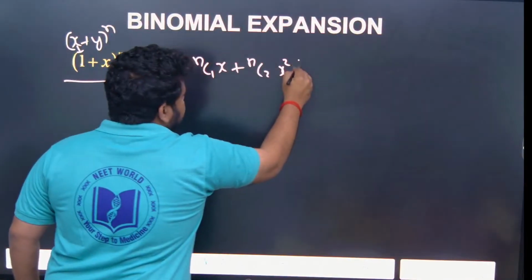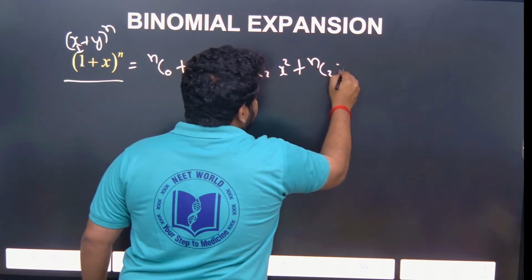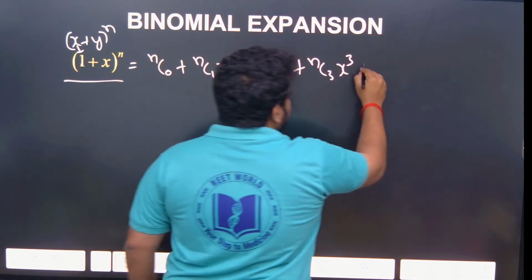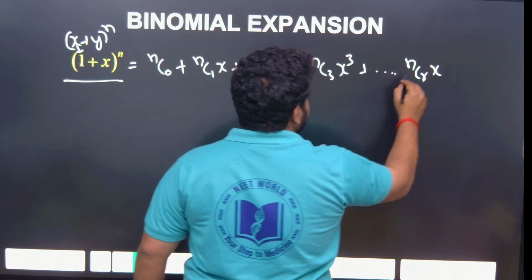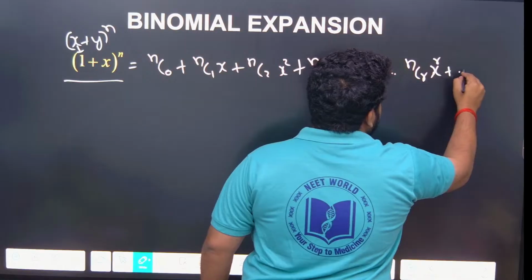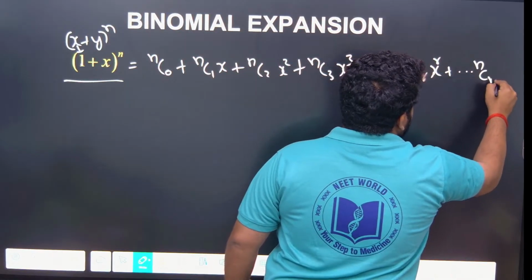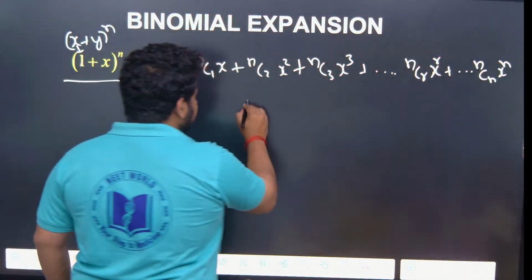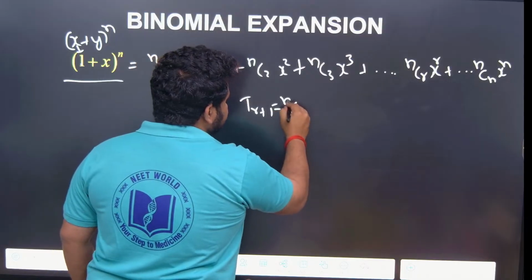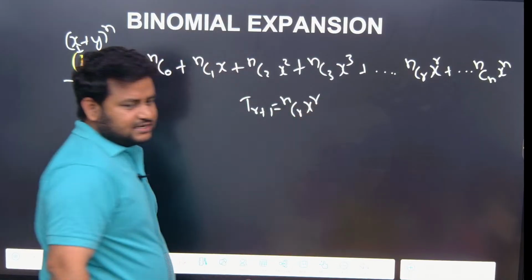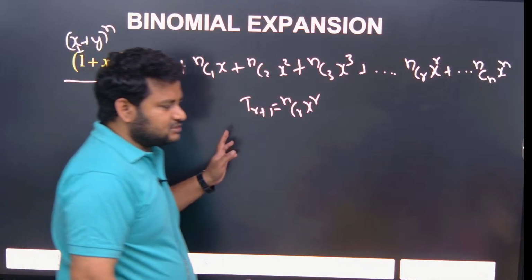So, plus nC1 x plus nC2 x^2 plus nC3 x^3, and it goes on up to nCr x^r, plus it will go on to nCn x^n. So, if they ask for the T(r+1) term, T(r+1) can be written as nCr x^r. That's all. nCr x^r. So, T(r+1) term.